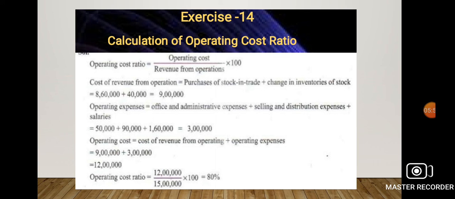So what is the formula of operating cost ratio? Operating cost divided by revenue from operations. Look here, operating cost is 12 lakh divided by revenue from operations 15 lakhs into 100. So we get 80%. And generally this ratio is expressed as a percentage. So, 80%.